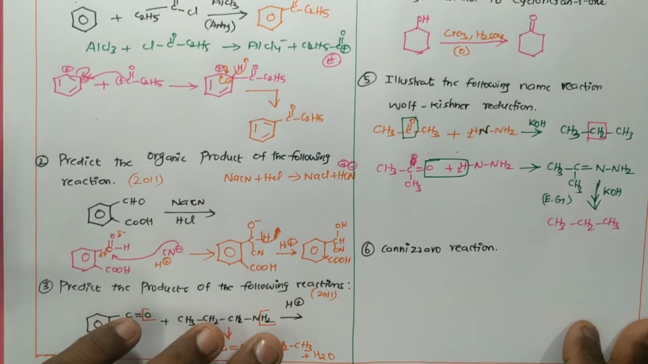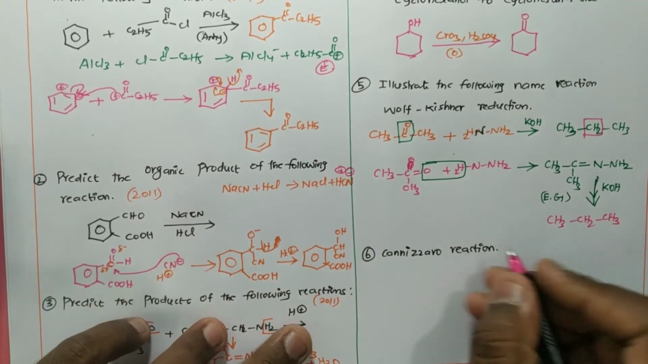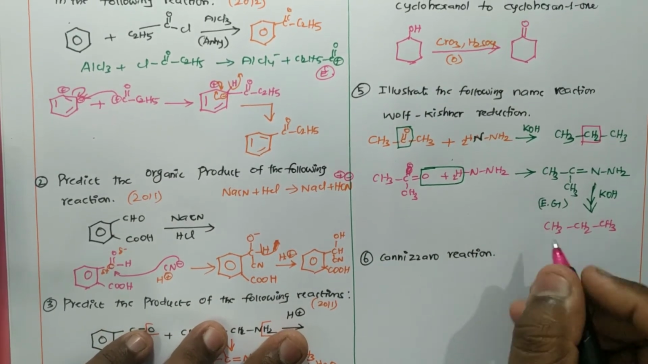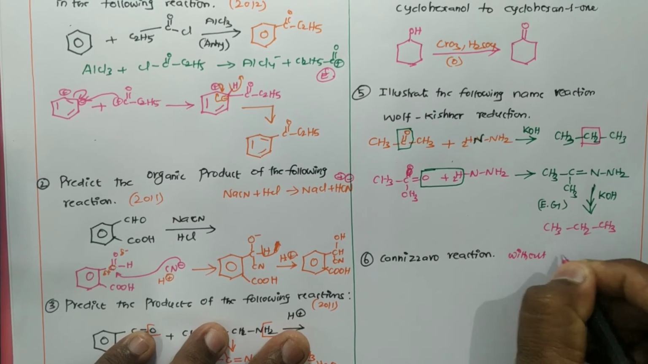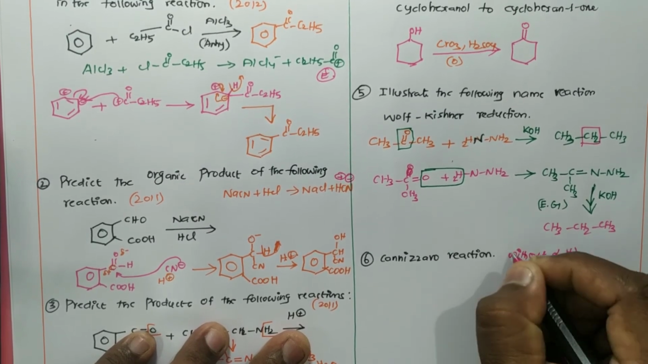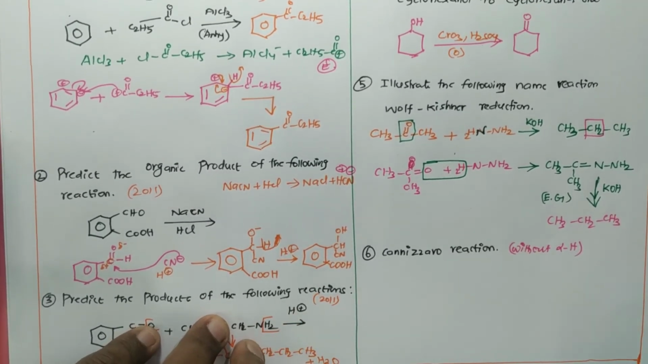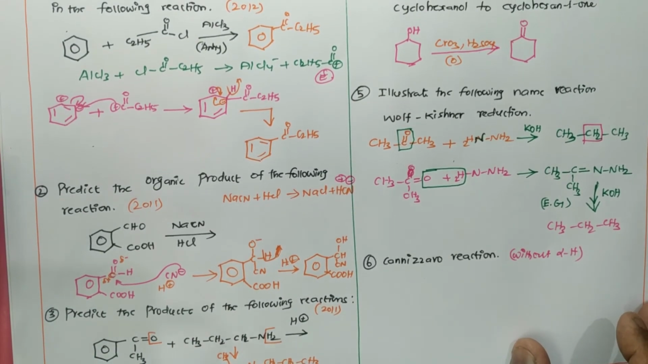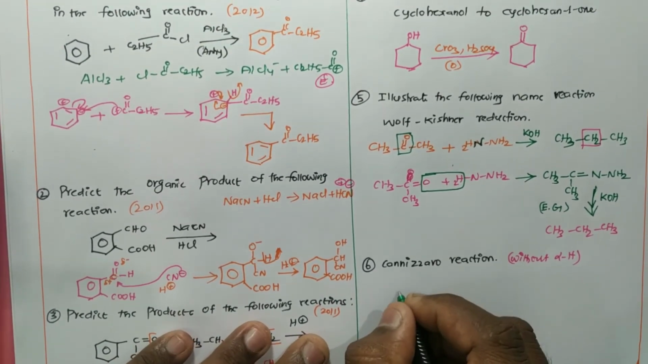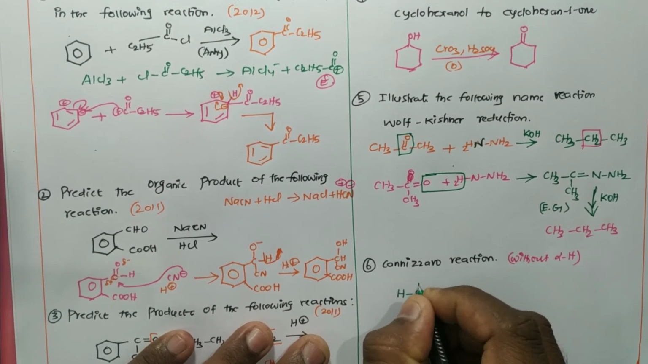And next one is the Cannizzaro reaction. What is the Cannizzaro reaction? In the Cannizzaro reaction, the important condition is that it should be without alpha hydrogen. The reactant should not have any alpha hydrogen. Only at that time this Cannizzaro reaction may take place. Say for example, if I'm taking an example like C double bond OH.